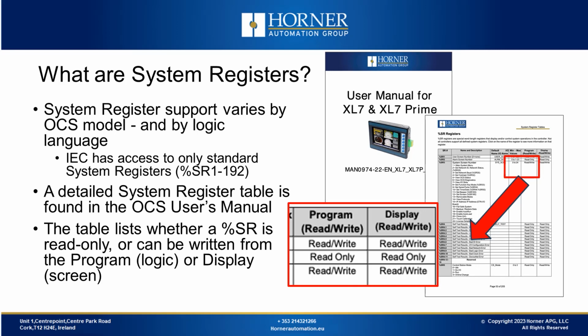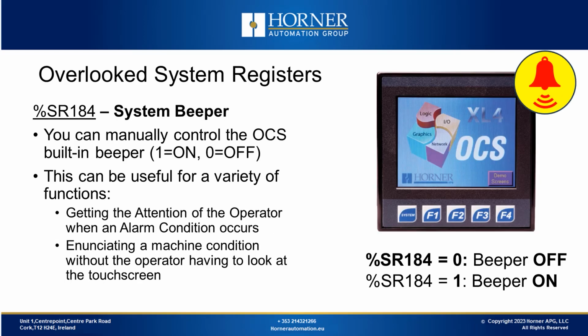Before starting a project, we recommend referring to your OCS Units User Manual and reviewing the System Registers chapter to identify the registers available for your project. Each controller has a unique serial number built in, and you can access the system coordinates for the last touched screen area. Now we'll look at 3 specific system registers which are often overlooked but valuable.